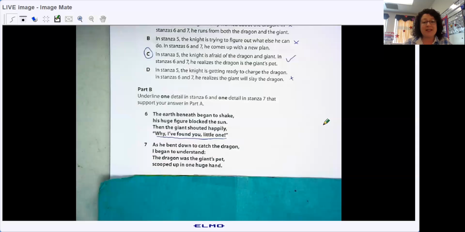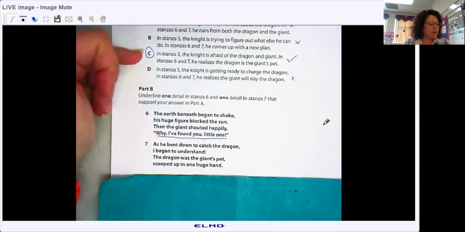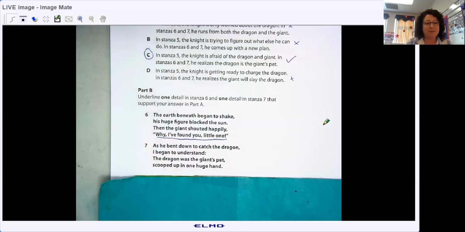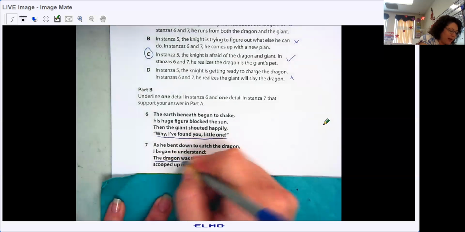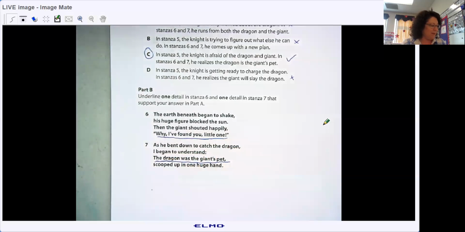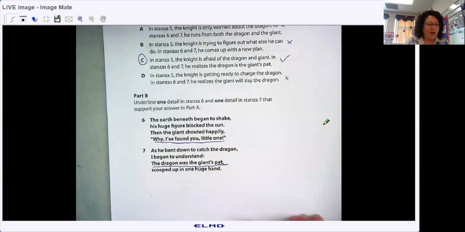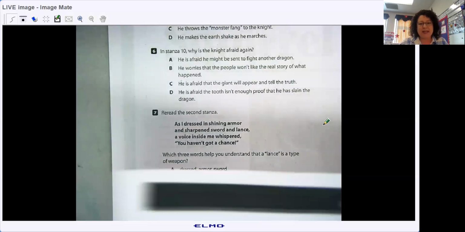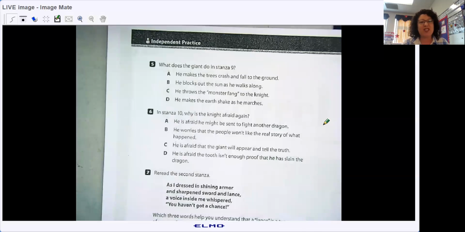And stanza 7, I want you to do the same thing. Stanza 7's pretty easy. Which is a line to match our answer in part C? You always have to go back and match them. It says right here, the dragon was the giant's pet. I'm sure you got that one. All right, we are almost done. A lot of questions, but it's good practice.